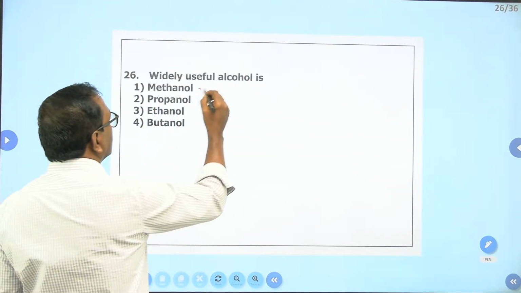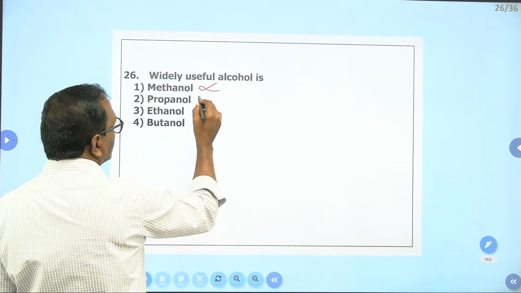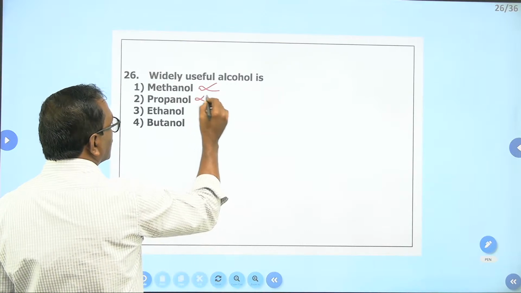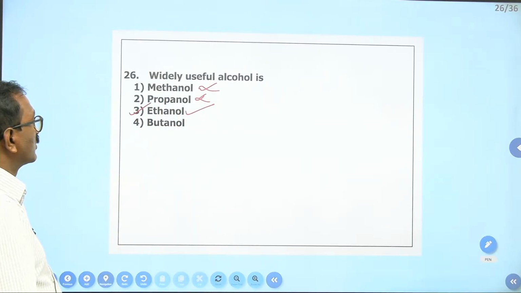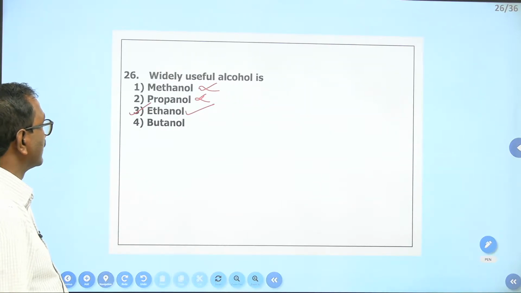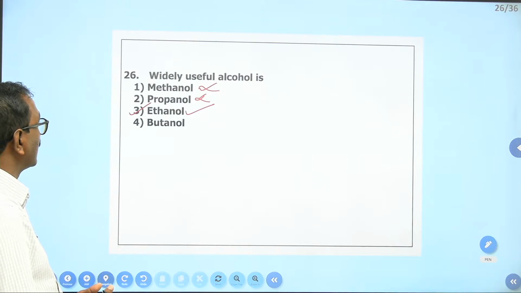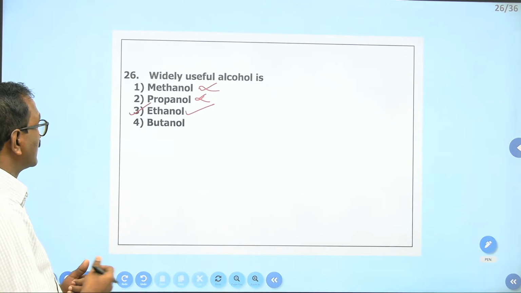Methanol is harmful generally, right? It's not widely useful. Propanol cannot be prepared in large quantity, so it is less useful. Ethanol is the right answer here. Ethanol is more useful as a solvent, as power alcohol, as fuel, and as a beverage alcohol. Like this, ethanol is more useful when compared to the others here.